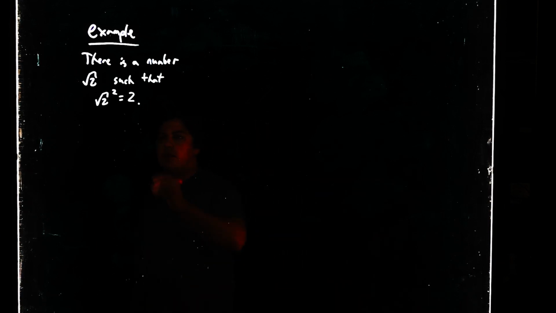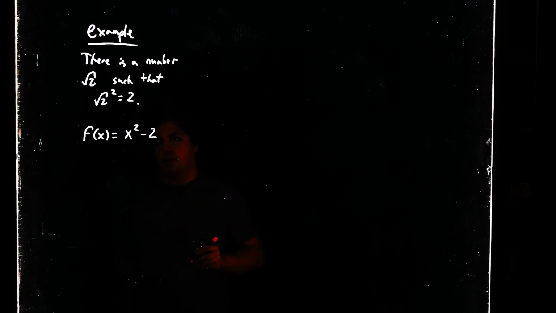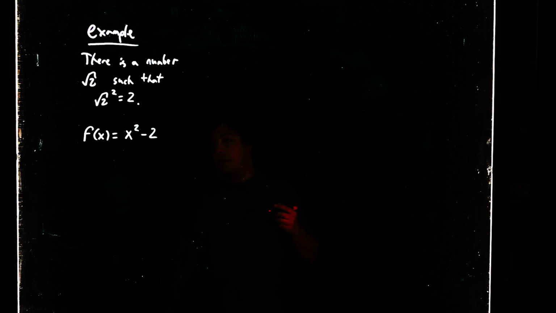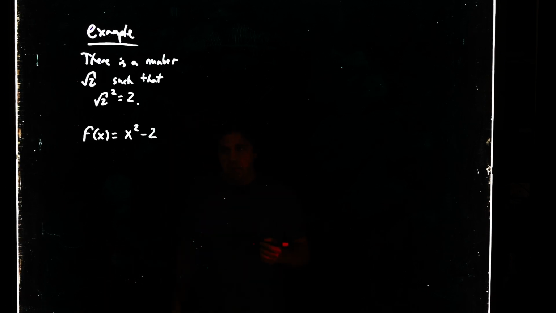So we note that this number would have to be a root of the function f(x) = x squared minus 2. If you have a positive root of this function, then that's definitely going to be a number whose square is 2, because if 0 were equal to some number squared minus 2, that number squared would have to be equal to 2. So what can we do here?